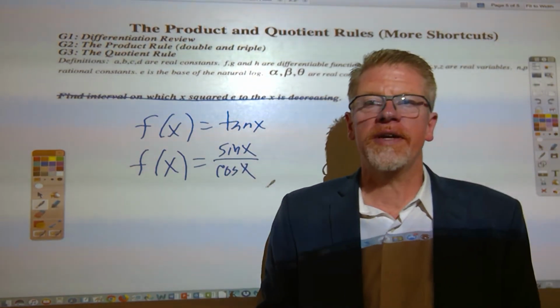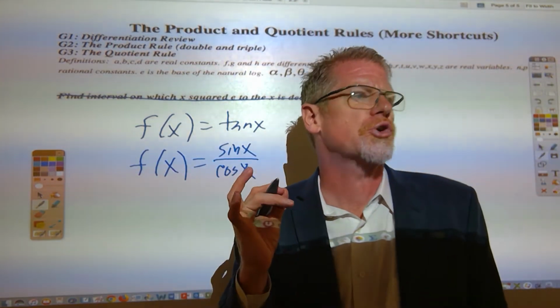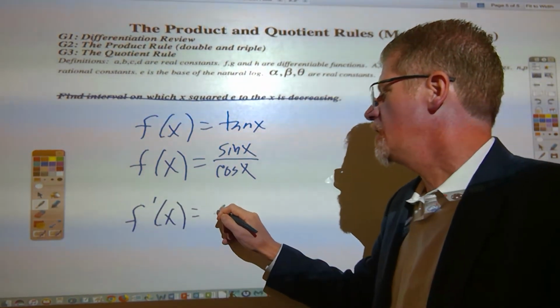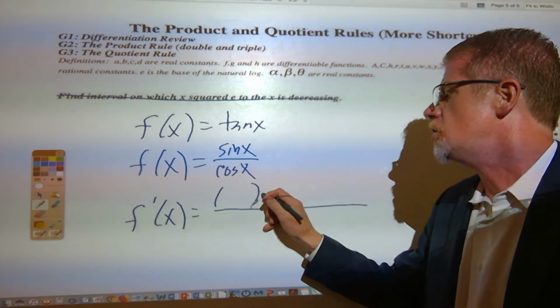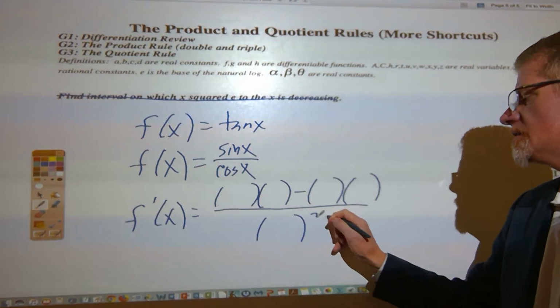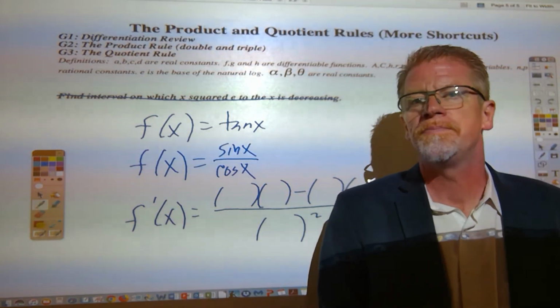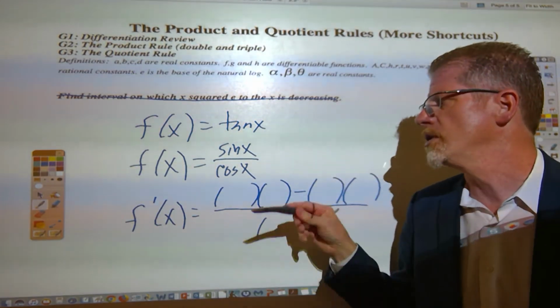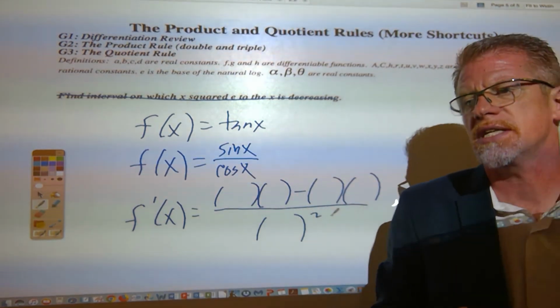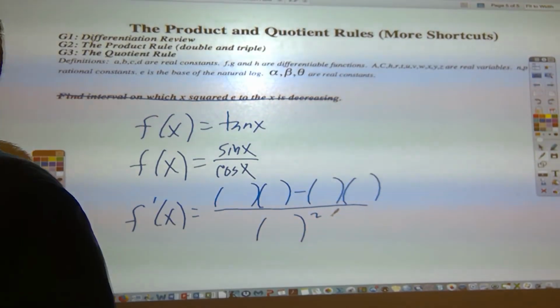And now we're going to set up the quotient rule skeleton for f prime of x using the chant: low d high minus high d low, draw the line and square below. So give it a go. Apply the quotient rule to tangent x in the form sine x over cosine x. Let's just leave the camera on. I'm going to tour the room to see what you come up with.